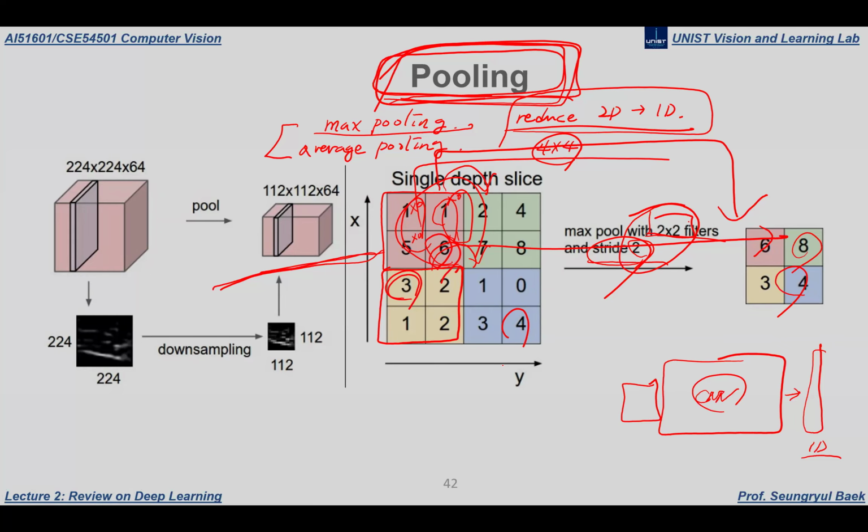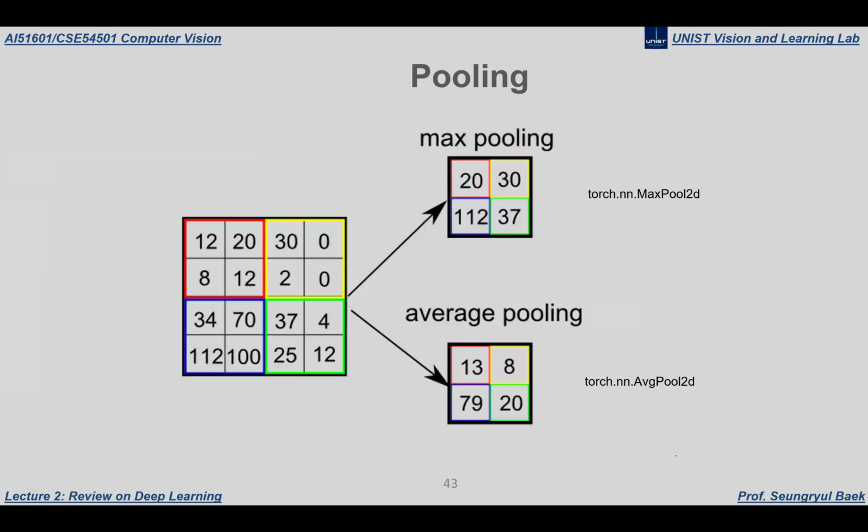Okay, and the other important pooling operation is average pooling. Okay, and this works like this. From this window, we average 4 values to get this 13. And in the next window, you average these 4 values to get this 8. And in the next window, you average those to get this 79, and so on, okay? This is another way to reduce the 2D signals, okay? And also, of course, this is differentiable, okay?